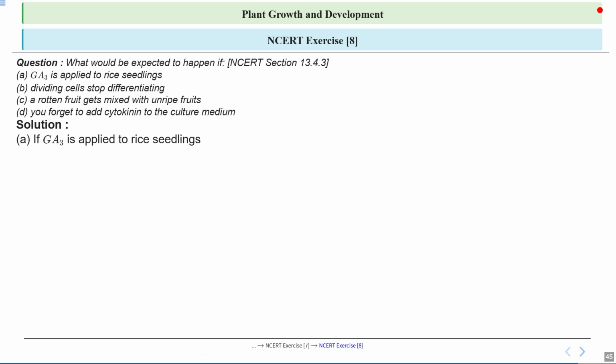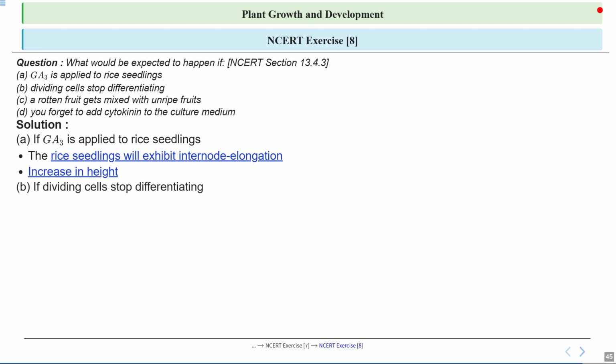Look at the first part of the solution. What happens when GA3 is applied to seedlings? When GA3 is applied, the seedlings show a clear increase in the length of their internodes. Imagine the stem segments stretching out, making the plant look much taller than normal. This leads to an overall increase in the height of the rice plants. It's similar to how some children have growth spurts and suddenly get taller in a short period.